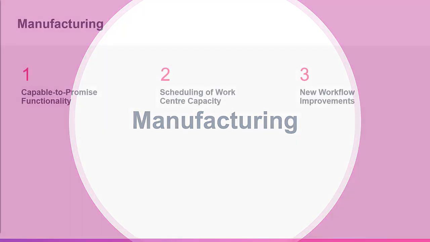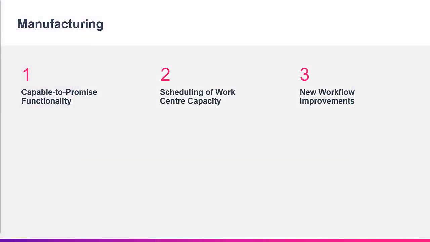The key manufacturing enhancements in 2021.1, which we'll be discussing in the next few minutes, will be in the areas of the Capable to Promise functionality, the enhanced scheduling of work center capacity, and also several workflow improvements, such as the improved link between production orders and sales orders, as well as the introduction of a production warehouse location attribute, and also the enhancements to the automation steps related to ECRs and engineering change orders.